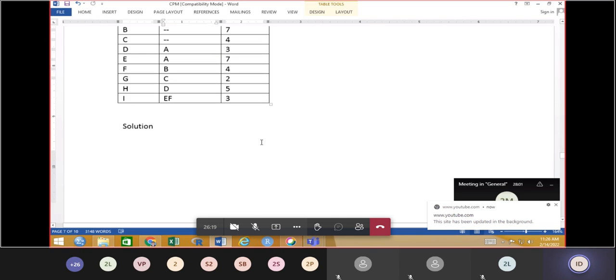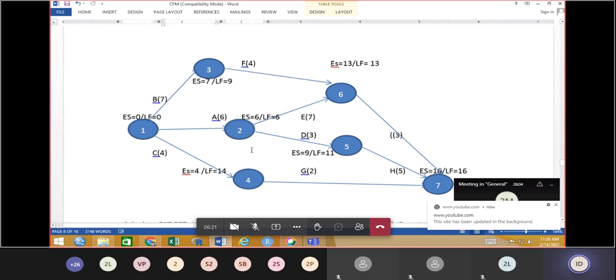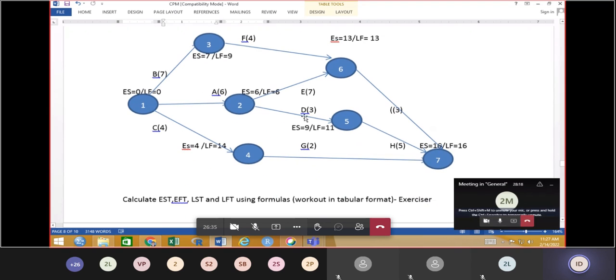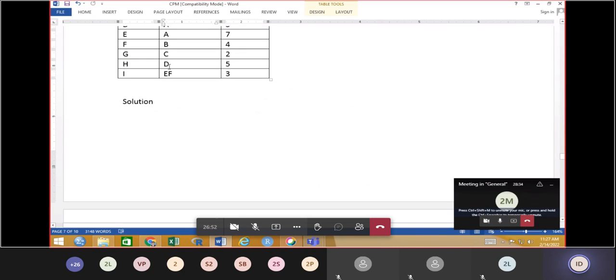From C, the G activity is generated. Where is C? This. From C, the G activity is generated. This is the G activity, right? Now, from C, the G activity, and from D, the H activity. Where is D? This is D. From this D activity, the H activity is generated. Because there is no further activity, I have to end the project. So all activities I am taking together here, right? So from D, the H activity is created.